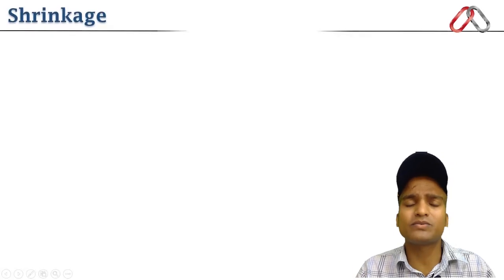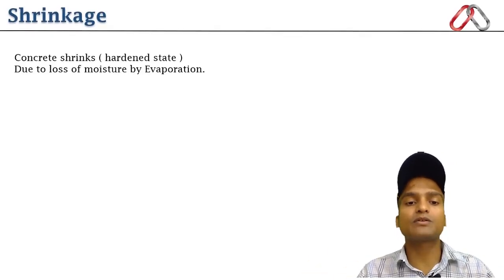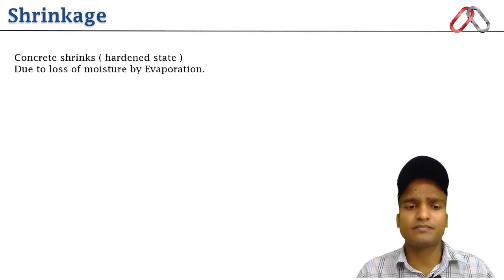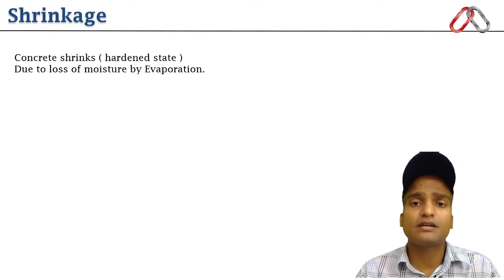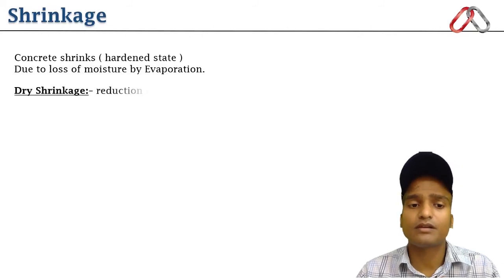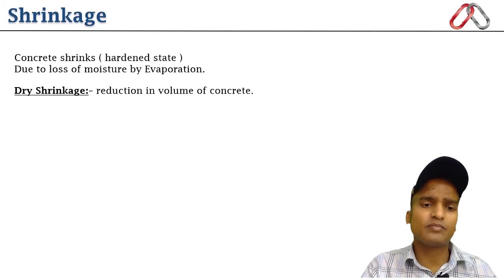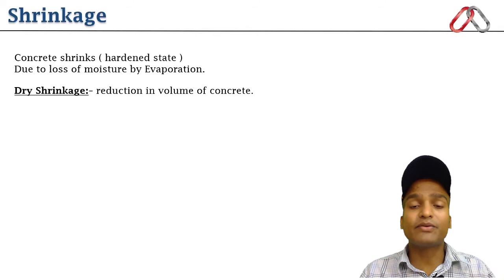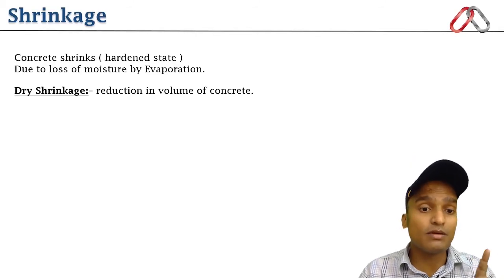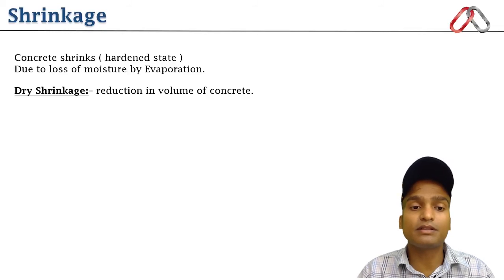Now the second parameter is shrinkage. From the hardened state, when the water vapor evaporates due to the loss of moisture, concrete shrinks. Now shrinkage is of two types: dry shrinkage and differential shrinkage. So dry shrinkage is, as the name suggests, reduction in volume of concrete due to evaporation. And in dry shrinkage, one thing is common with the creep and one thing is not common with the creep. What is common with the creep?